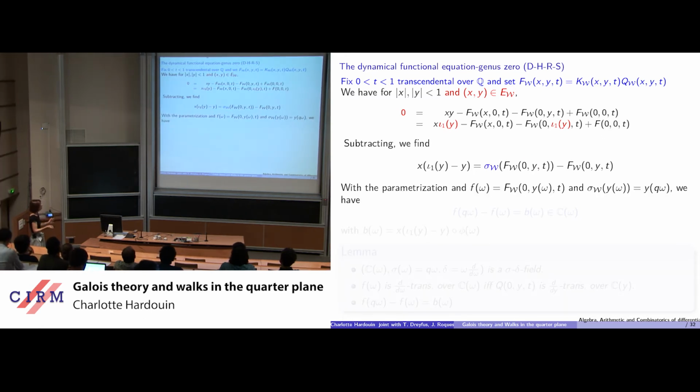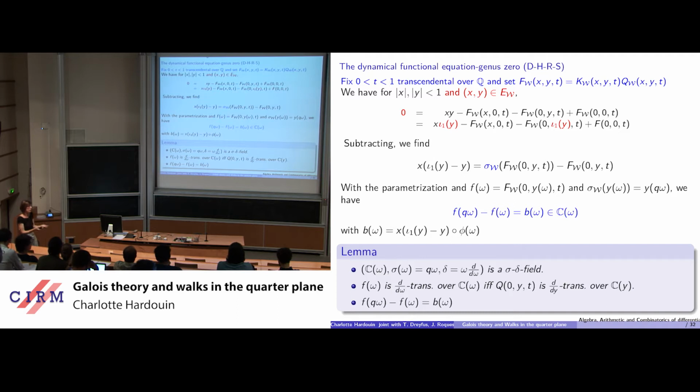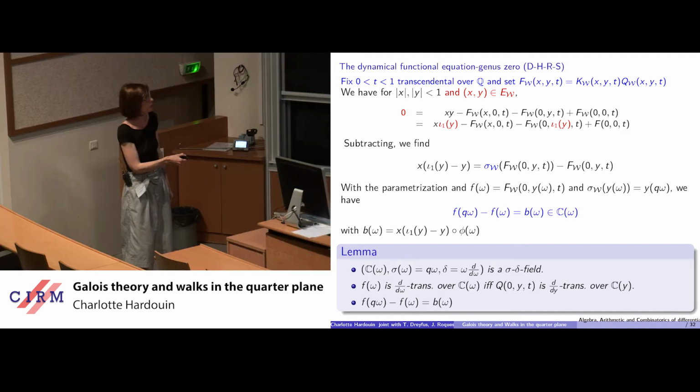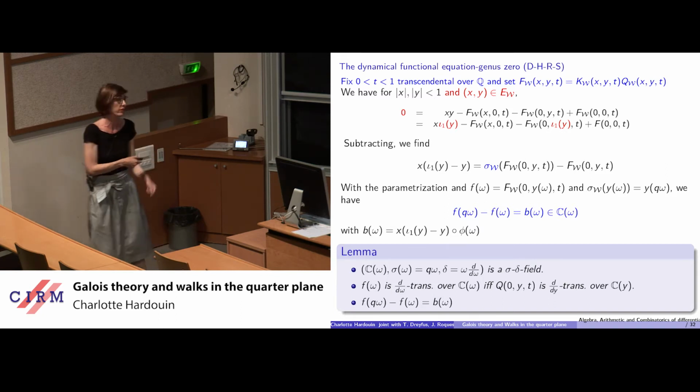Then you use your parameterization, and if you denote by f of omega the function f composed with the parameterization, at the end you get a Q-difference equation of order 1 with a second member that is a rational function, which is as follows. Okay. So then you are in an algebraic framework, and my field C of omega with this Q-difference operator and this derivation is a sigma-delta field. Both of these commute.